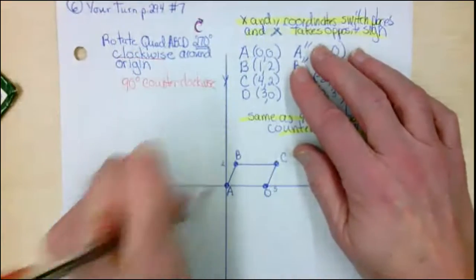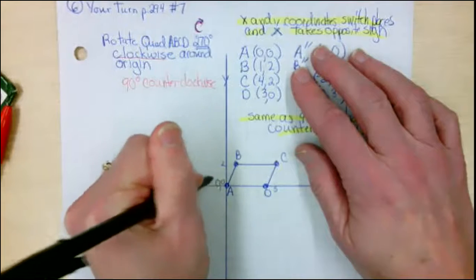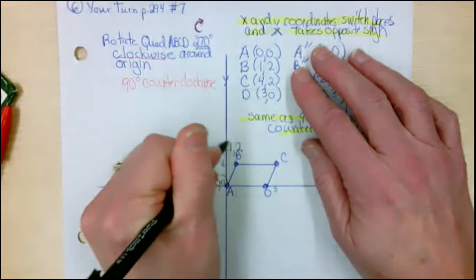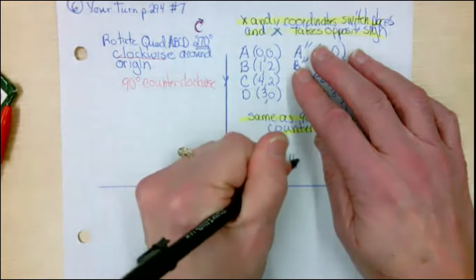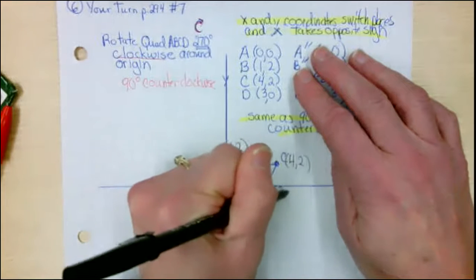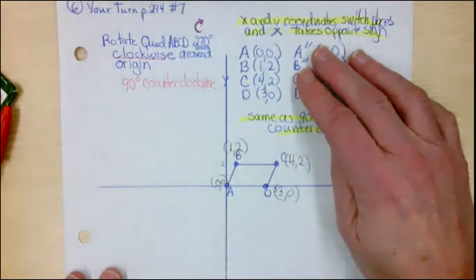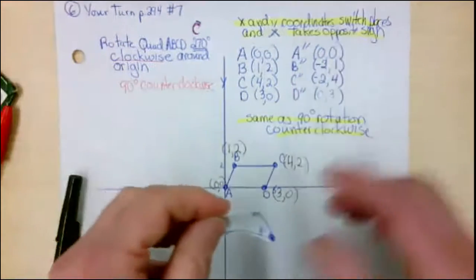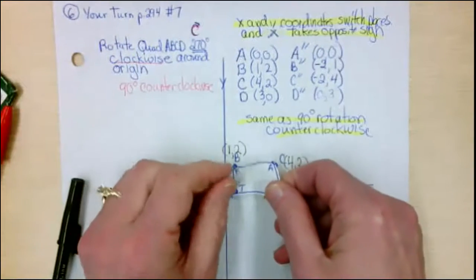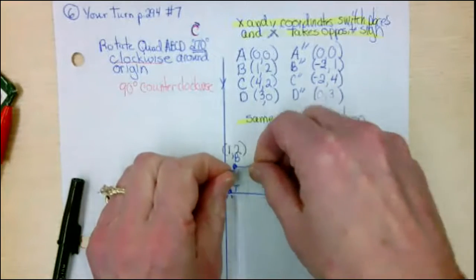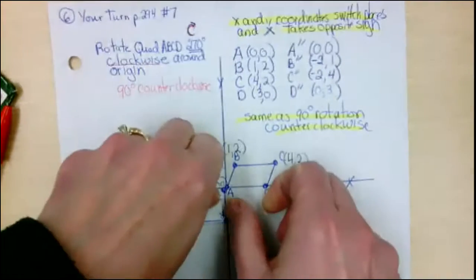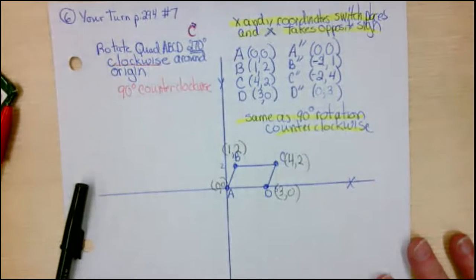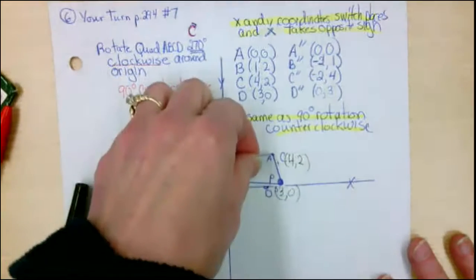We have A at 0, 0. B is at 1, 2. C is at 4, 2. And D is at 3, 0, just like it was before. But now 270 degrees, and this isn't the same shape, but it'll kind of give you the general idea. 270 degrees clockwise is going to go 1/4 turn, 2/4 turn, 3/4 turn. And that's the same as 90 degrees counterclockwise.